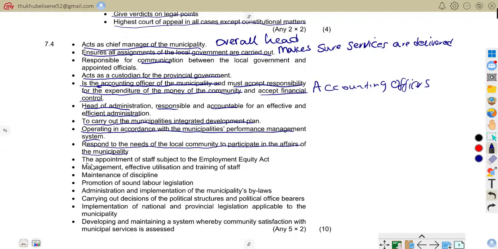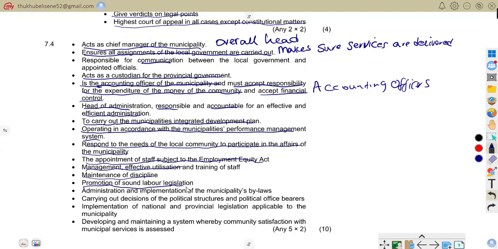The appointment of staff is subject to the Employment Equity Act. Now we're talking about staff appointments. So the staff appointments and training: recruit and develop staff. Management and effective utilization and training of staff. Also, maintenance of discipline. So you maintain discipline and ensure proper conduct.